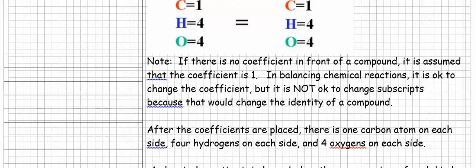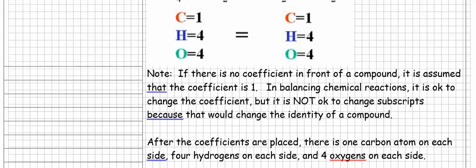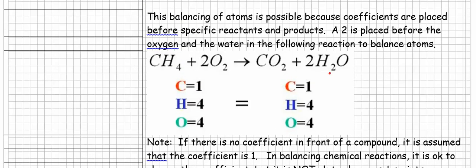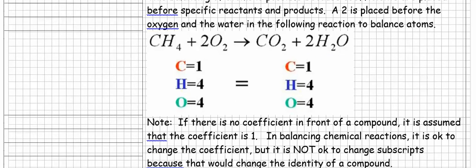You can change the coefficient, but it's not okay to change the subscript because that would change the identity of the compound. Let's just say that in my manipulation, I said, okay, I need more hydrogens on this side. I'm going to change this to a 3. Can't do that. You can't change H2O. H2O is water. It's 2 hydrogens to 1 oxygen. You can't just arbitrarily say it's going to be 3 because I need to balance this equation. Water is H2O. Subscripts can't change, only coefficients. Keep that in mind, okay?